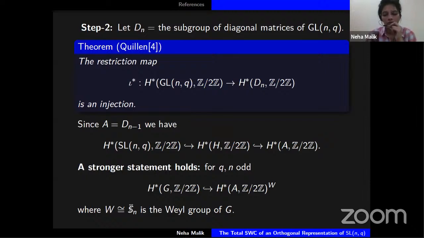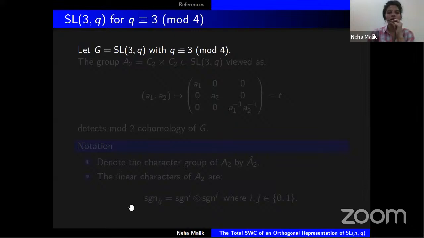Now, I want to proceed with our base case SL_N(Q) and show our method, how we have used this detection lemma and obtained nice results. So from now on, let G be our SL_3(Q) with Q 3 mod 4. We'll have similar kinds of results when Q is 1 mod 4, but I'll work out this case.